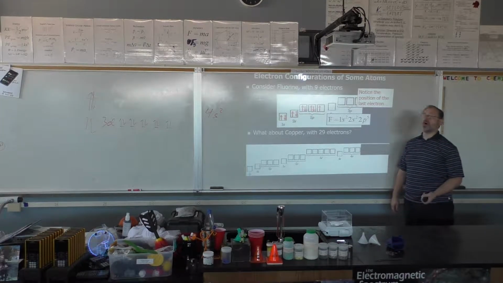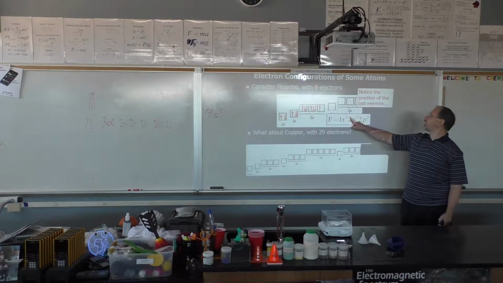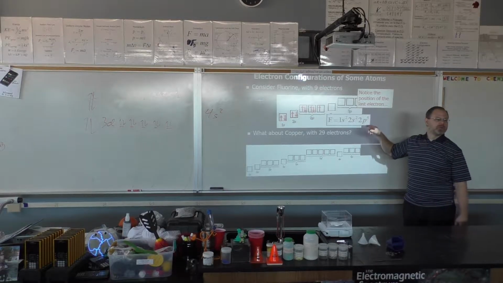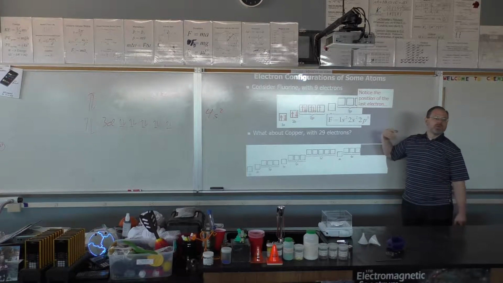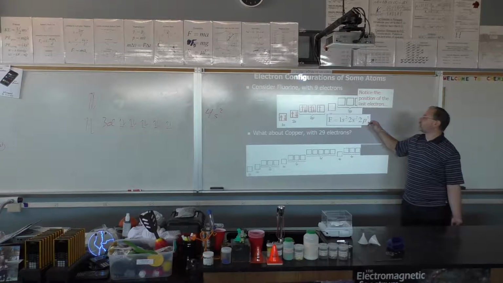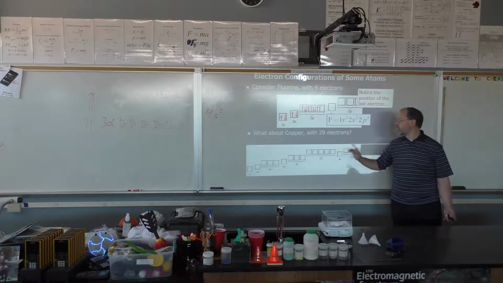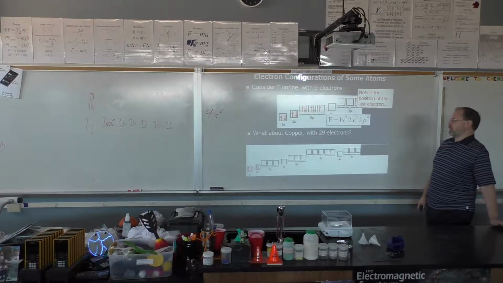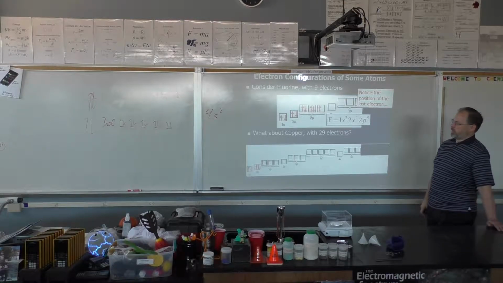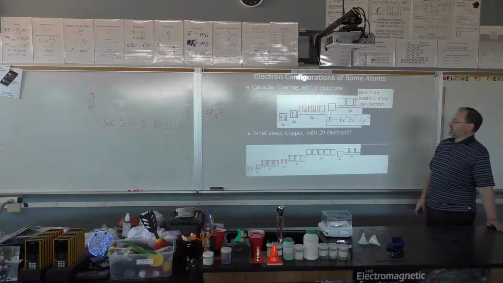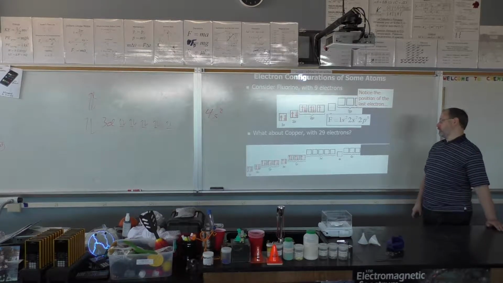Copper has 29 electrons. Oh, by the way, the total number of electrons is the sum of these superscripts. Okay, because these represent how many electrons. So if you total up these superscripts, you should get the atomic number. Fluorine has 9, 2 plus 2 plus 5 is 9. Copper is 29, hopefully they equal 29. Here we go. Up, down, up, down, up, up, up, down, down, down, up, down, up, up, up, down, down, down. Look at that!